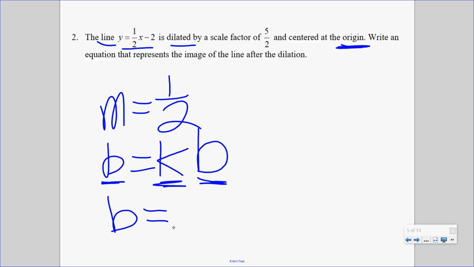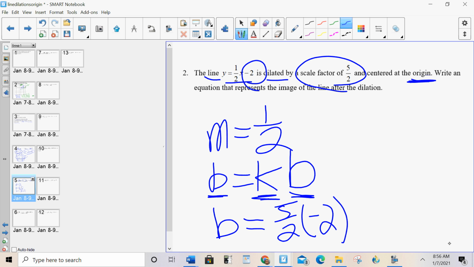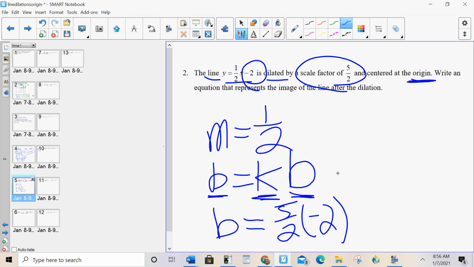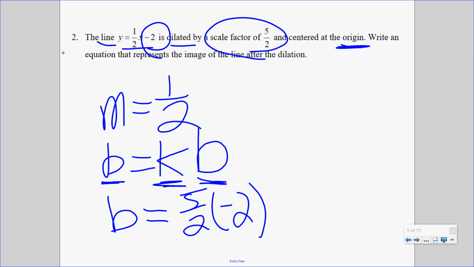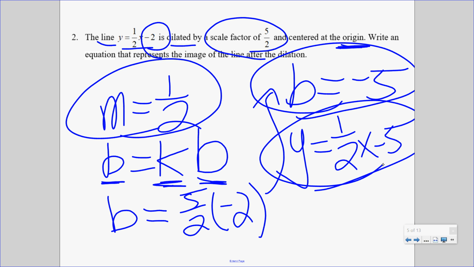So my scale factor is 5/2. My original b is -2. If you don't like fractions, use a calculator. 5/2 times -2 is -5. I have b, I have m. Once I have m and b, y equals mx plus b, y equals 1/2 x minus 5.